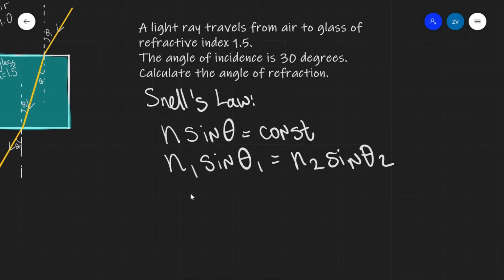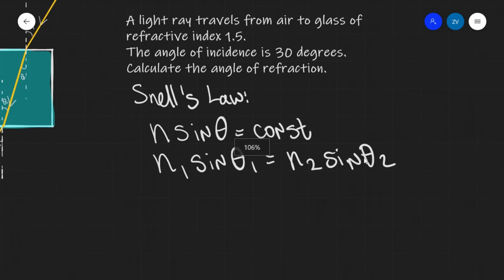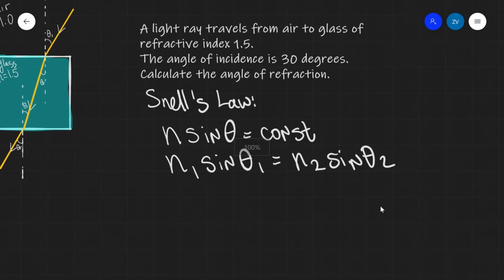In this equation, n1 is your original refractive index, n2 is the refractive index that you're traveling to, theta 1 is your angle of incidence, and theta 2 is your angle of refraction. So in this case, n1 is air because we're traveling from air to glass, so that's just going to be 1 times sine of the angle of incidence, so that's going to be sine of 30 degrees, and that's going to equal n2, which is 1.5, times sine of theta 2, which is what we're looking for. That's our angle of refraction.